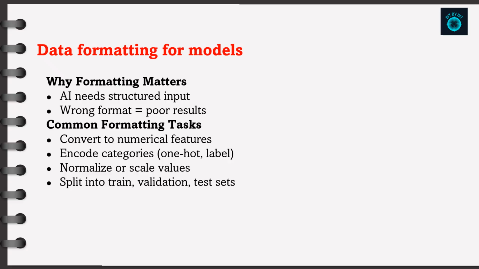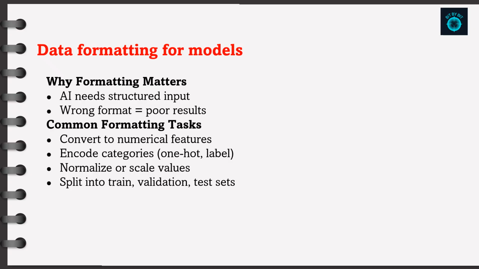Data formatting for models. Once data is collected and cleaned, the next step is data formatting. AI models expect inputs in a specific structure, and if the format is wrong, performance will drop sharply. First, we often need to convert features to numerical values. Most AI models work only with numbers, so text, dates, or categories must be converted to numerical form.